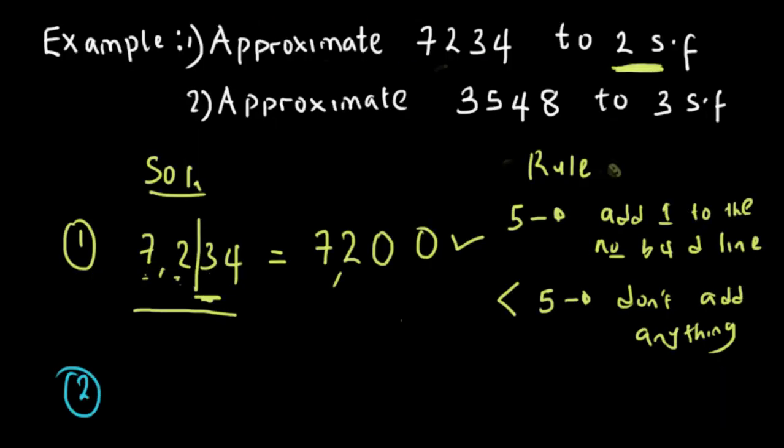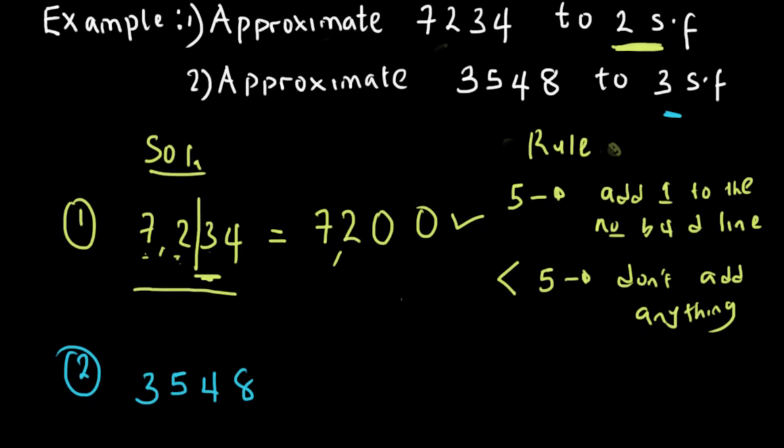Let's do number 2. So for number 2, we have approximate 3,548 to three significant figures. So we count the first 3 digits and put a line. 1, 2, 3, we put a line. Now remember, if the number after the line is 5 and above, you add 1 to the number before the line. If the number after the line is less than 5, you don't add anything.